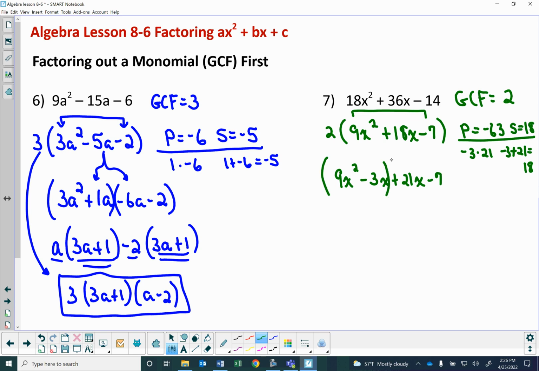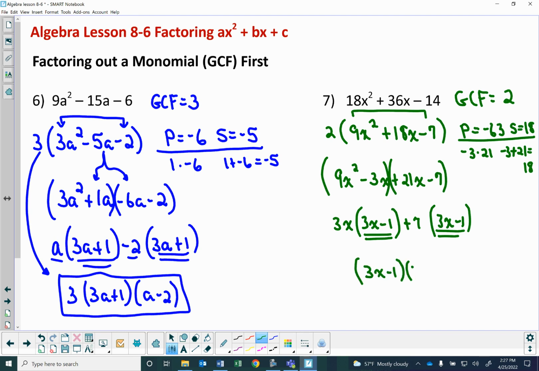Group first 2, last 2. Greatest common factor out of 9x squared minus 3x is a 3x. 9 divided by 3 is 3, so 3x. Negative 3x divided by 3x is negative 1. Greatest common factor out of 21x minus 7 is a positive 7. 21 divided by 7 is 3x. Negative 7 divided by positive 7 is negative 1. So my common term is 3x minus 1. What is left is 3x plus 7.